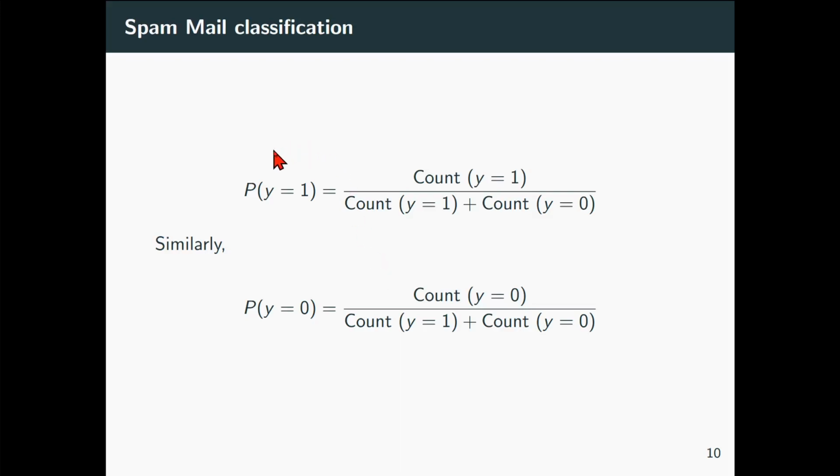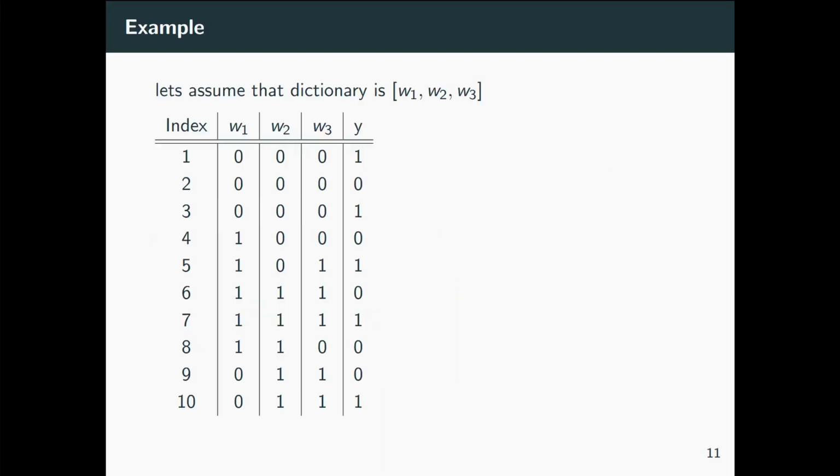We also discussed that the probability of y equal to 1 is simply the number of times y equal to 1 occurs in the train set divided by the total number of samples. Similarly, the probability of y equal to 0 is the number of times y equal to 0 occurs in the dataset divided by the total number of samples in the training dataset.